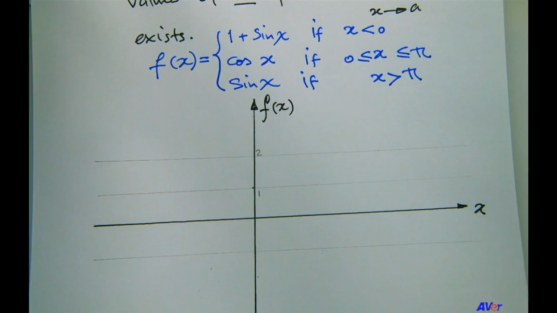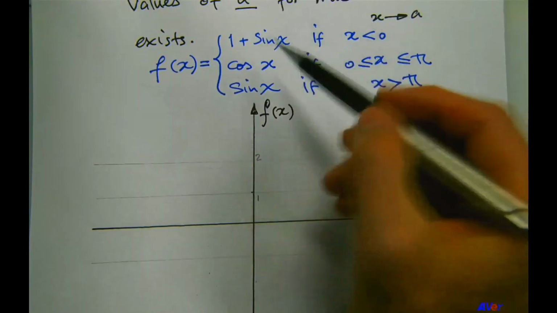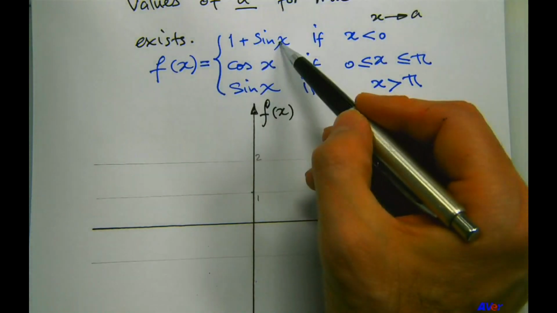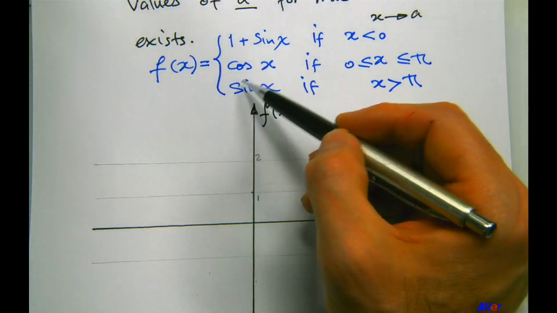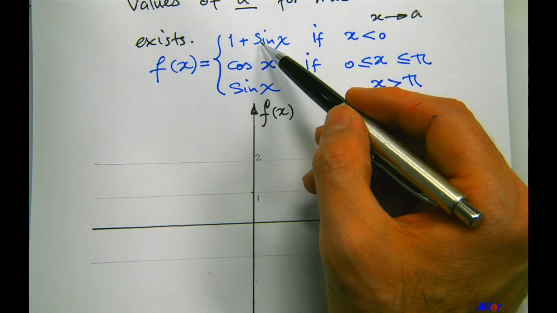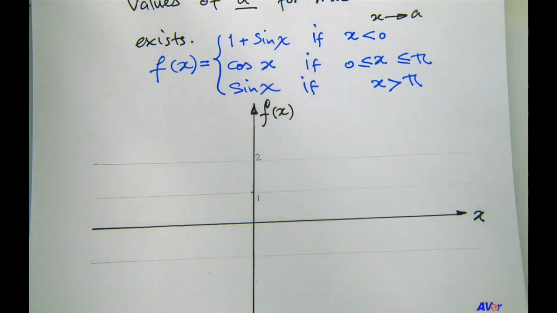Very lightly. We know from trigonometry that sine of x oscillates from 1 to -1. But this is 1 plus sine of x. So let me see if I can have a scratch paper here.